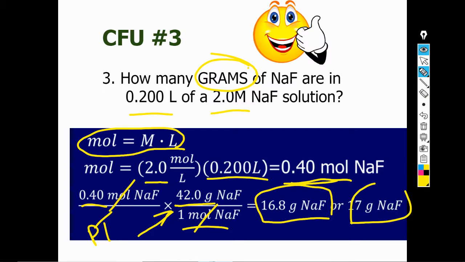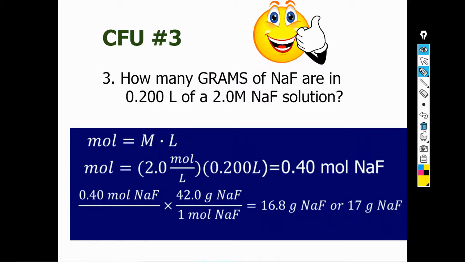You can round it since everything has 2 sig figs. The lowest number of sig figs is 2 with the 2.0 and the 0.4. So you could round that to 17. If you left it like this, you'd still get it right if you were taking an AP test next year or the year after. So that's that type of question when they ask for grams.